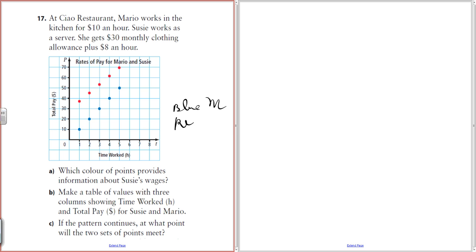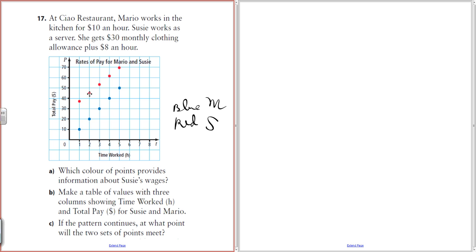And the red, therefore, by process of elimination, must be Susie. Well, let's just double check. Susie, if 1 hour worked, it looks like she's getting $38 roughly for that time spent for 1 hour. Does that make sense? What's $30 for the month? That's really acting like our constant, 30, and $8 an hour. So 1 hour is one of these plus 30. It'd be 38. So if she worked 2 hours, she gets 2 times this, which is 16 plus her 30. So 16 plus 30 is 46. So 2 hours should be 46.